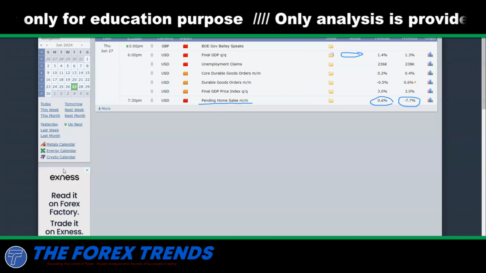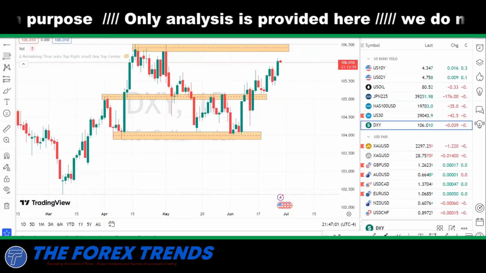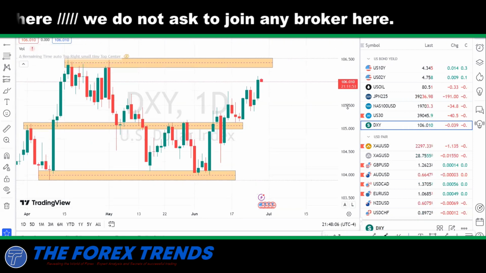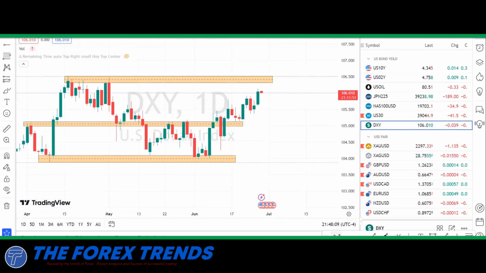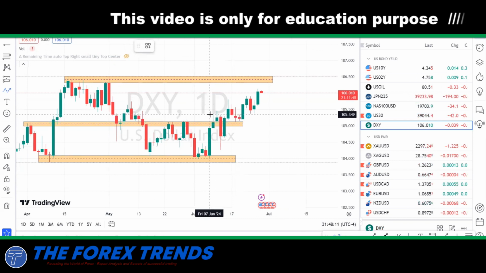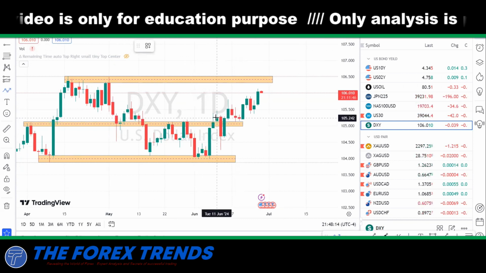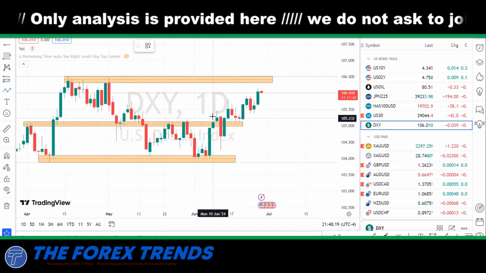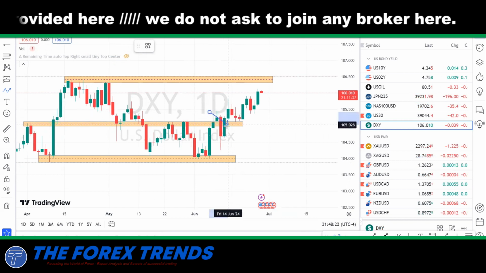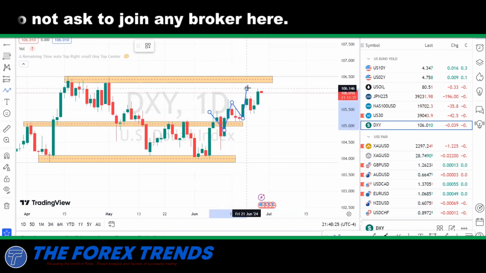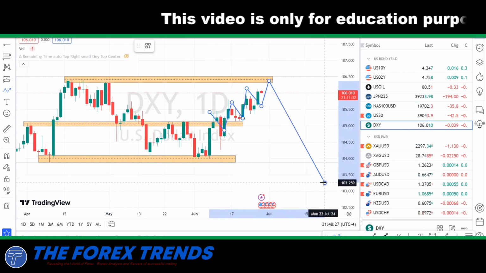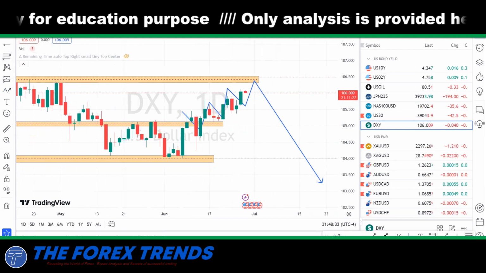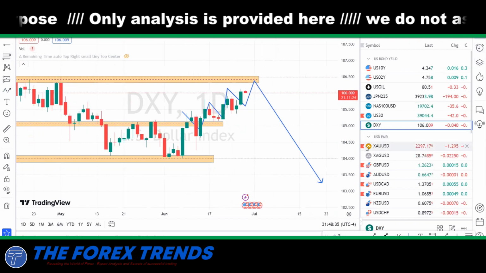Let me delete all the drawings first. If you have seen my previous video, I told you guys the movement of the dollar. When the dollar was hovering at this point, the 105.30 or 105 level, I told you guys the dollar would move exactly like this, approach this level and then calm down. Let's see what will happen. So let's move to the chart of gold.